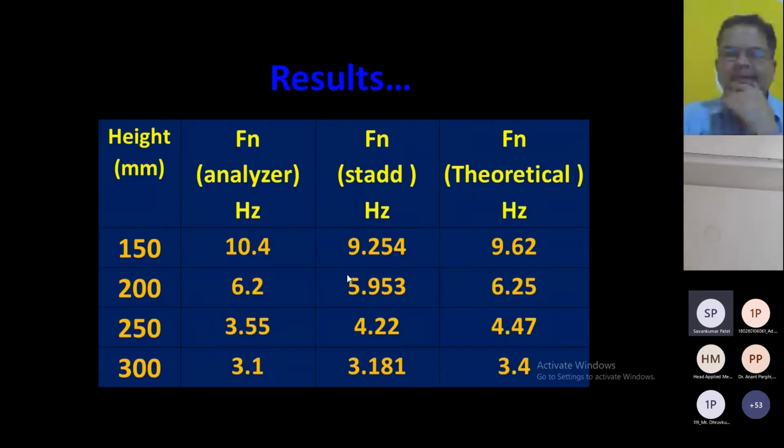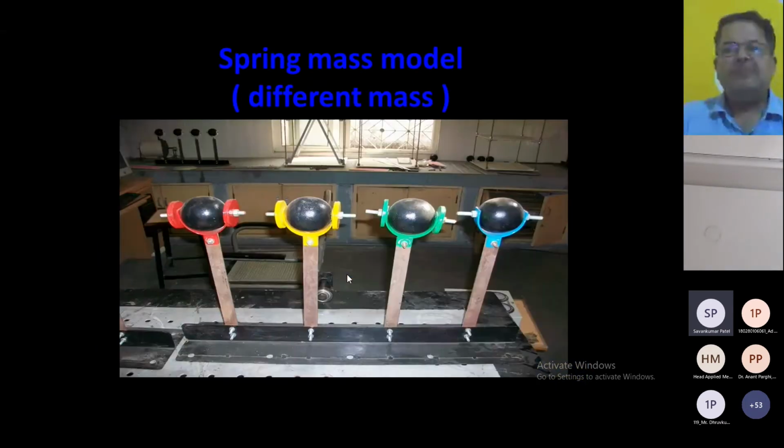So these are the results again, right? Again, we perform the experiment and we get the result. These are very close, in a close range. So almost they are identical. So it boosts up our confidence. Then we have here the fourth model.